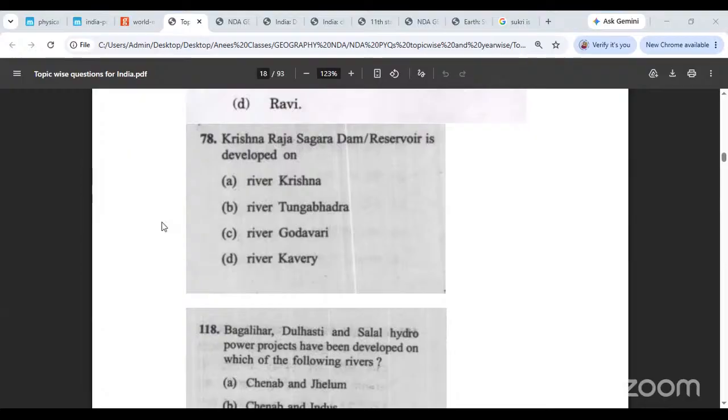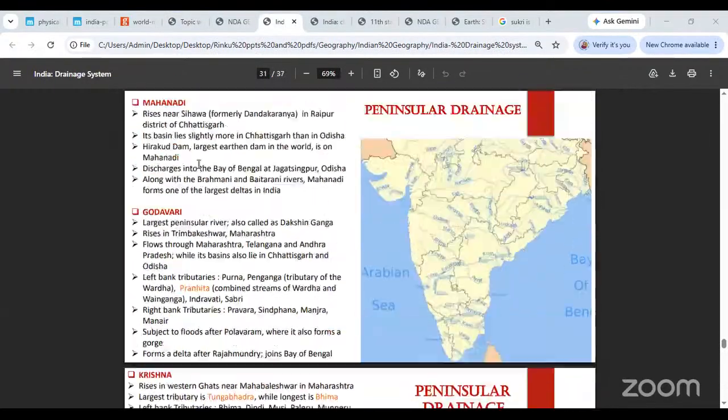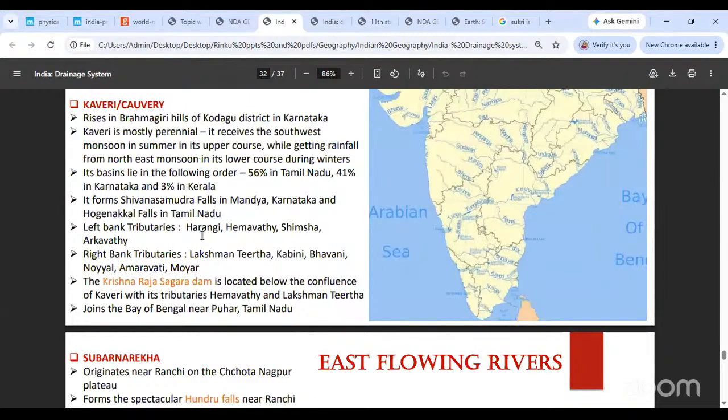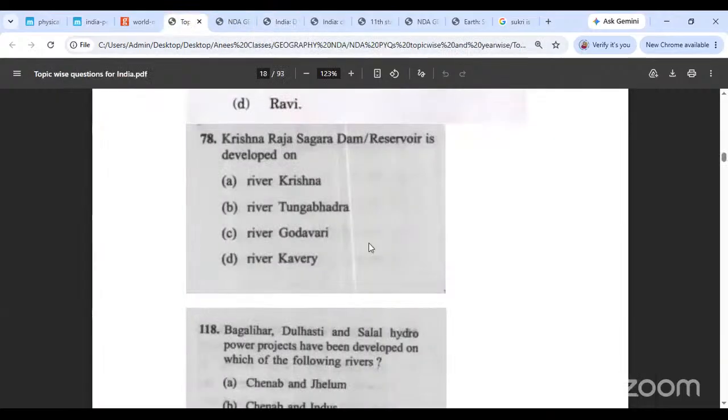Which one? Tungabhadra? Okay, Kaveri, we are going with river Kaveri. I also told you there that it is Kaveri. See over here, the Krishnaraja Sagara Dam is located below the confluence of the Kaveri with its tributaries Hemavati and Lakshmana Tirtha, and then the dam is built below that. It is a famous dam, Krishnaraja Sagara Dam. Okay, it's a very famous site.